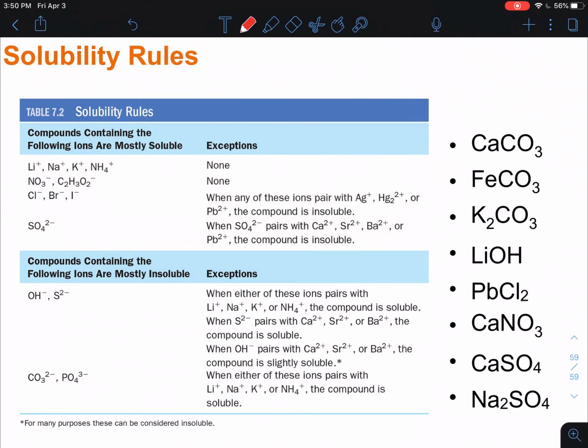So the first one we'll start off with is calcium carbonate. Does calcium carbonate dissolve in water? So you're going to look at: compounds containing the following ions are soluble. Compounds containing the following ions are insoluble. I'm not seeing, for the solubility situation, compounds containing the following ions that are mostly soluble. The two ions that we have here are calcium 2+ and CO3 2-. That's for this one right here. I don't see anything on this side that indicates anything about calcium or carbonate.